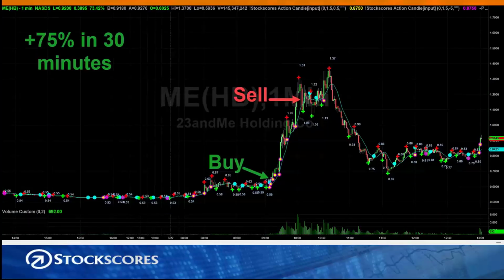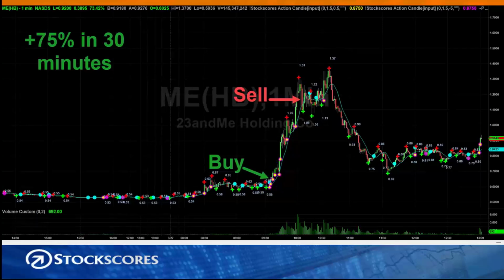So again, we're trying to find stocks like this. You saw that ME was on the list, and there was the buy, and there was the sell, and there were other trades. I've oversimplified this because some of the best trades were actually in here, where we were trading on a very short-term time frame. But for the purpose of this lesson today, I didn't want to get too complex.